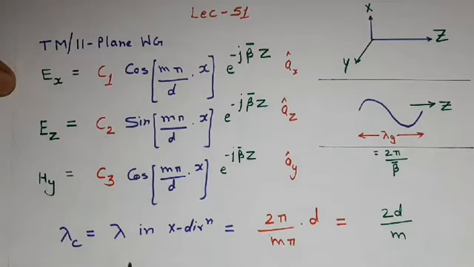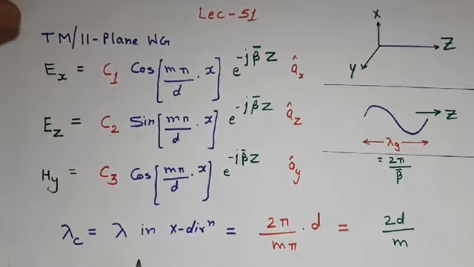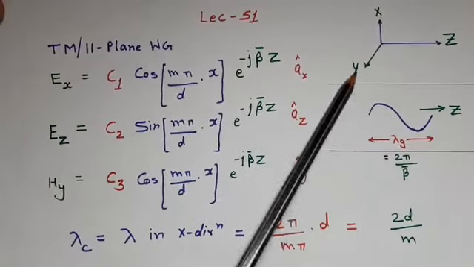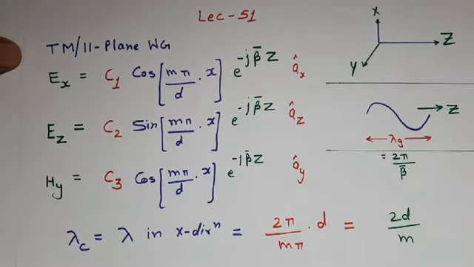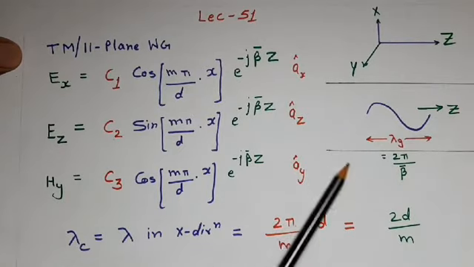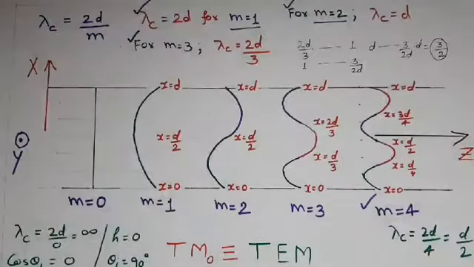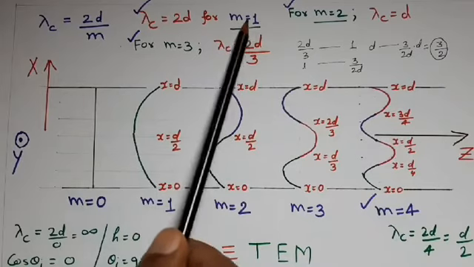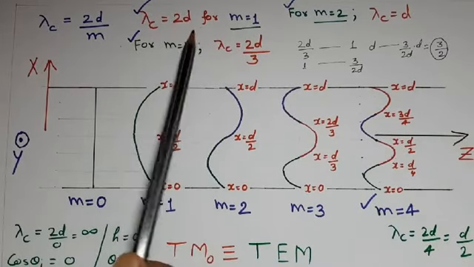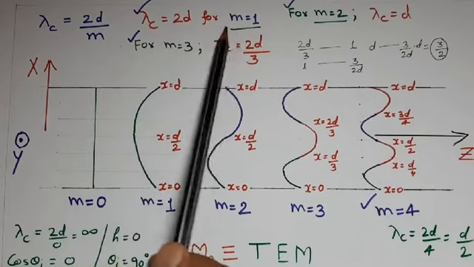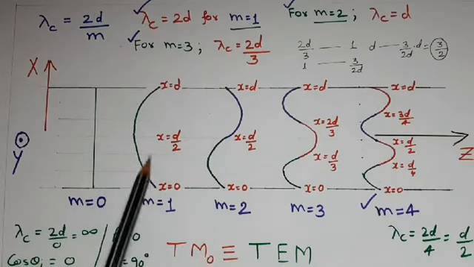Now the question arises, what would be the variation of the field in the x direction, meaning in the direction in which the boundary exists? We check the field variation for different m. Suppose first we take m equal to 1. If m is equal to 1, then lambda c becomes 2d. It means for m equal to 1, the wavelength in the x direction would be 2d.